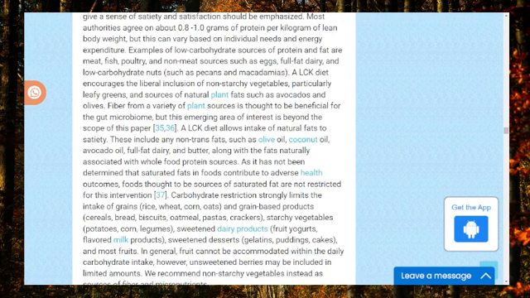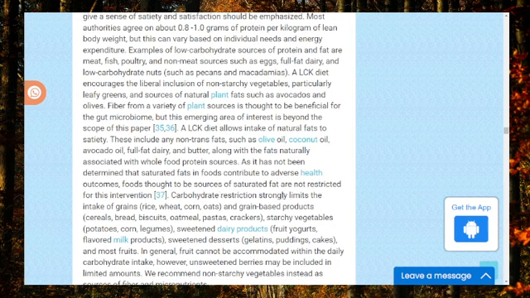LCK diet allows intake of natural fats to satiety. These include any non-trans fats such as olive oil, coconut oil, avocado oil, full-fat dairy, and butter, along with the fats naturally associated with whole food protein sources. As it has not been determined that saturated fats in foods contribute to adverse health outcomes, foods thought to be sources of saturated fats are not restricted for this intervention. Reference 37.